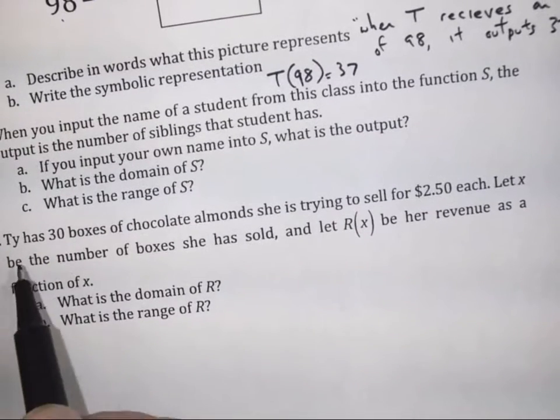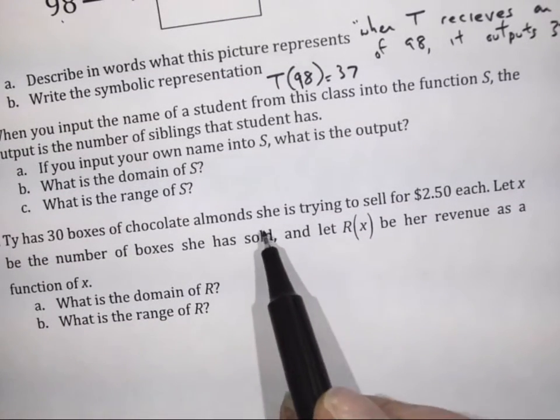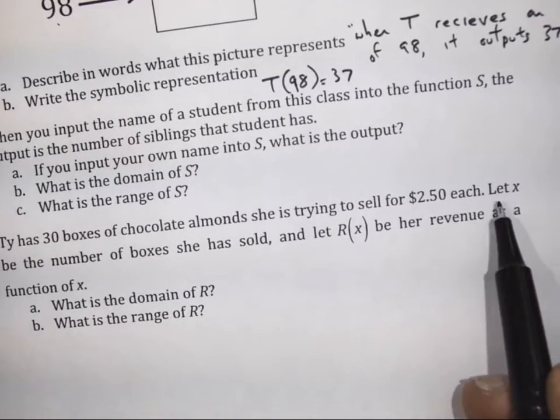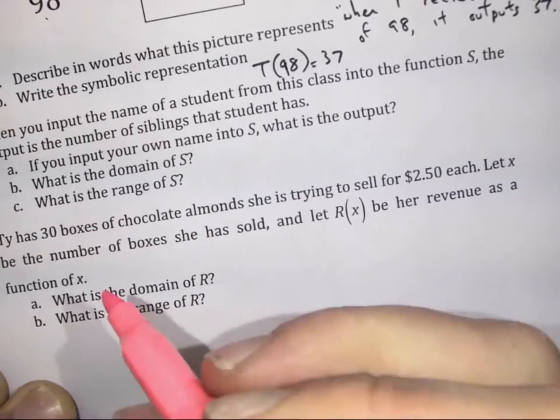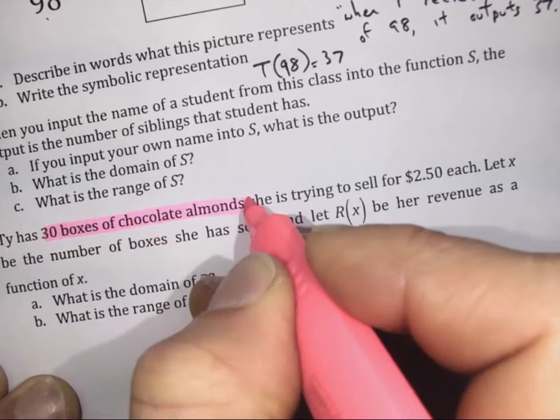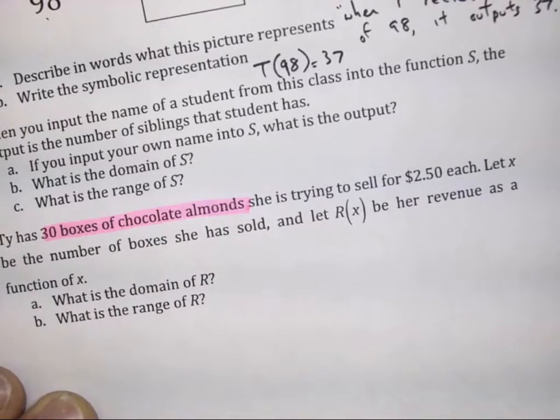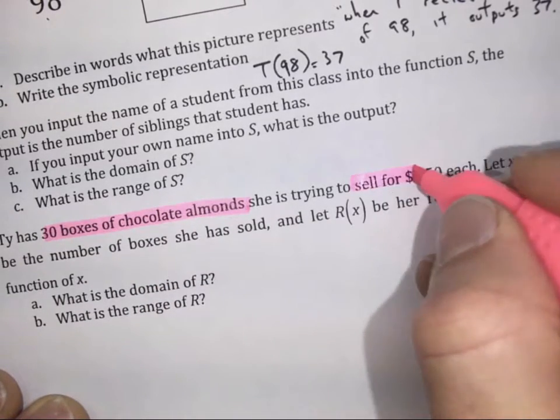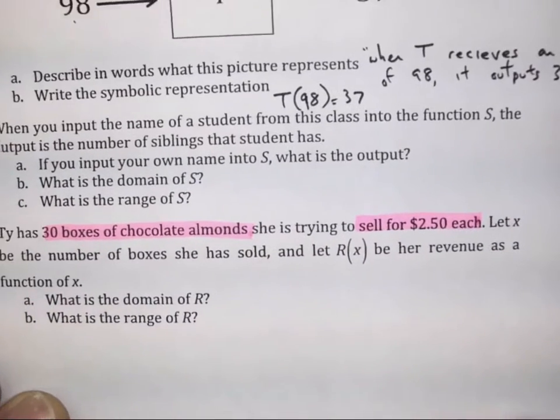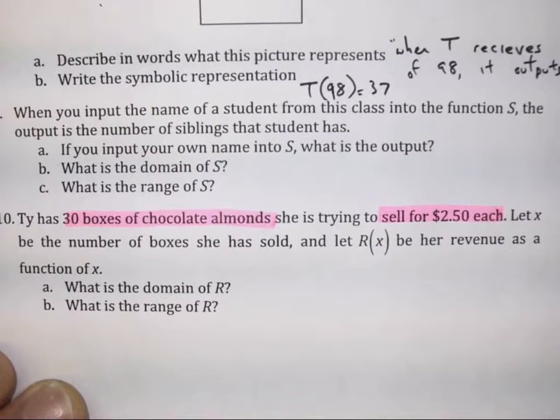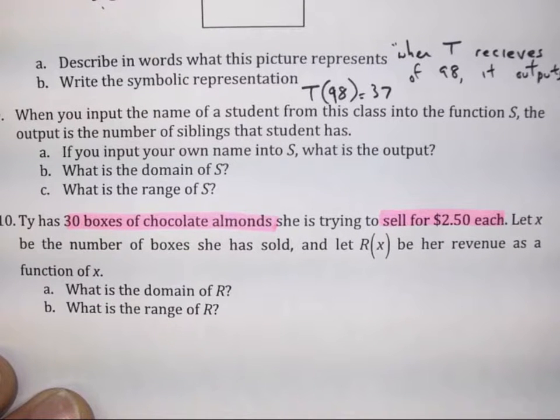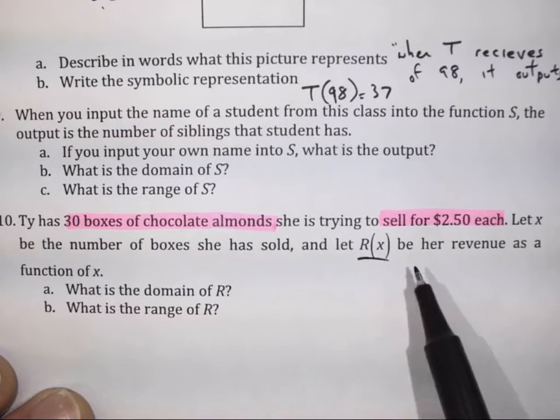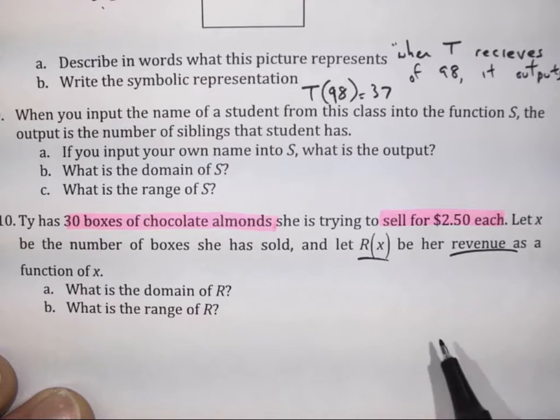We have, okay, Ty has 30 boxes of chocolate almonds she's trying to sell for $2.50 each. All right, I'm going to read this slowly. So it sounds like Ty has 30 boxes of chocolate. And it also sounds relevant that she's trying to sell them for $2.50 each. I want X to be the number of boxes she sold, and R of X to be her revenue, the amount of money she makes. Revenue means how much you make as a function.